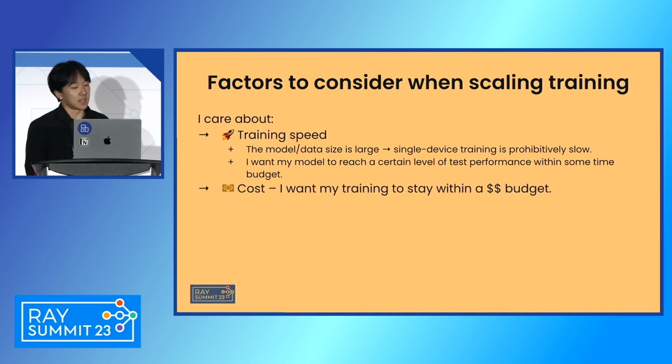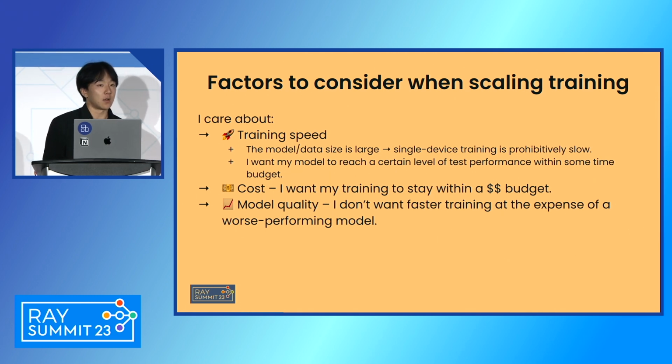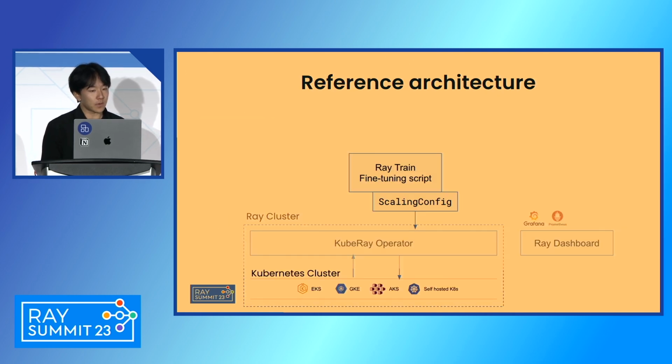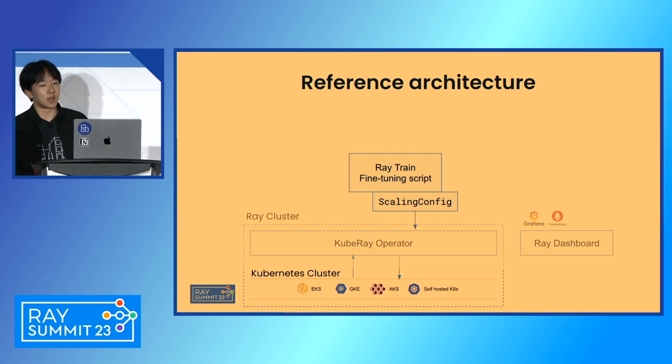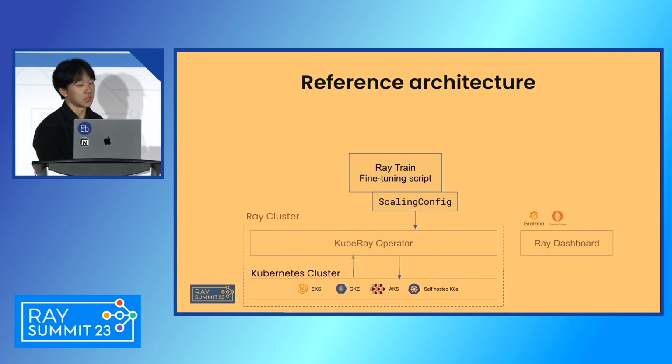Another axis is the cost. So I want my training to stay within some dollar budget. And with these two in mind, I don't want to necessarily sacrifice model quality when I'm trying to optimize for the speed. Okay, so now, given these considerations, a natural question to ask is, how do I speed up my training by doing distributed training with Ray Train while keeping the cost in check?